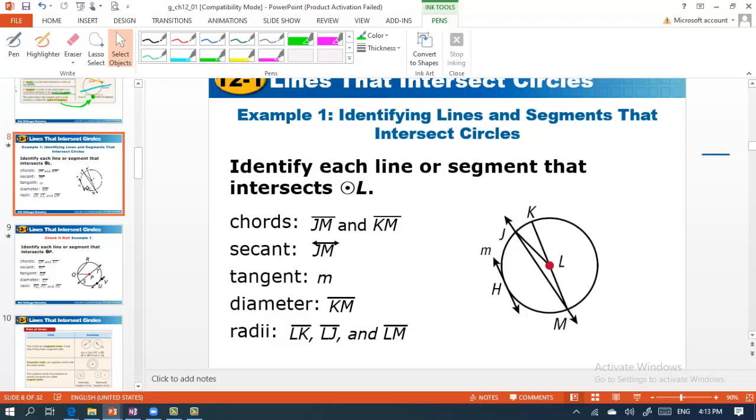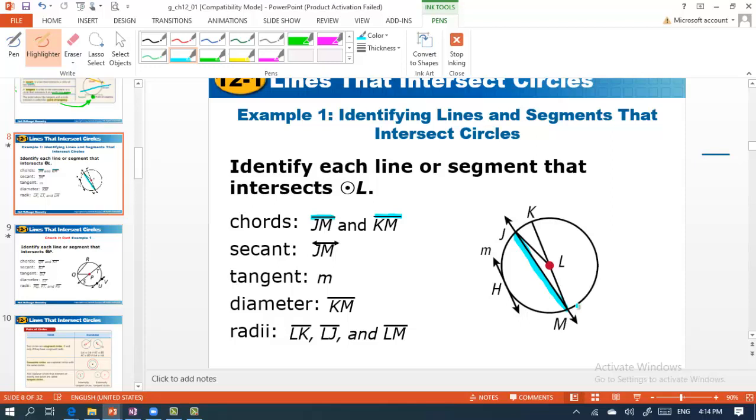Let us take example number 1. Identify lines and segments that intersect circles. First of all, let us go one by one. What do we have? Chords. Here we can see we have JM and we have KM, and both of them have a segment bar above them, which means it has to be a segment. So where is JM? We can see this is a secant JM, and a tangent JM, and a chord JM. The blue part shaded now is a segment. Its endpoints are J and M.